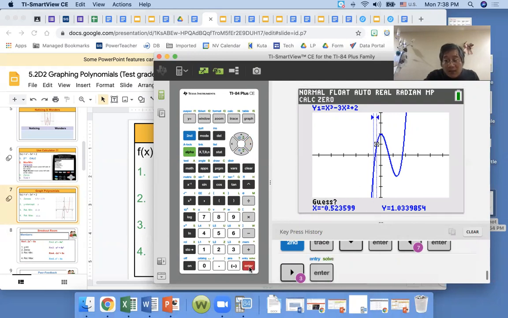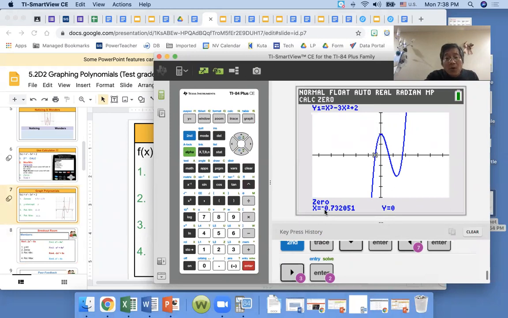Then enter, guess, enter. Do you get the 0? Yes, y value 0, right? What is x? Negative 0.73. So write down when you draw the 0, negative 0.73. All right. Then you can find out this 0 by yourself.